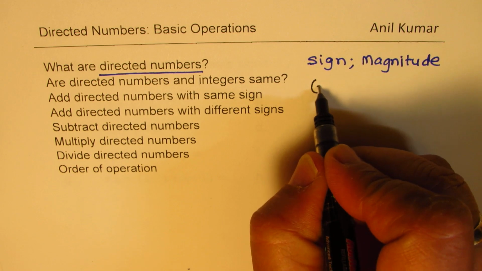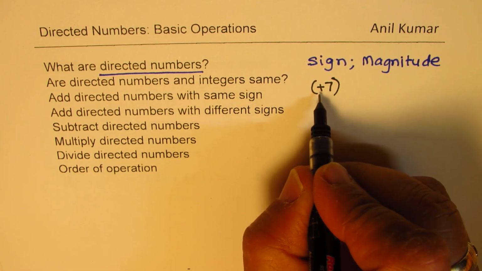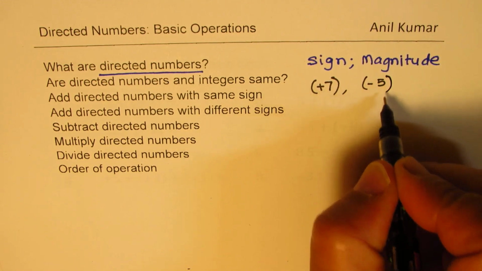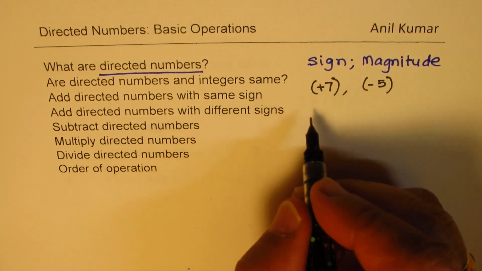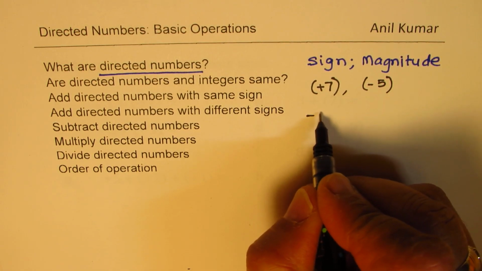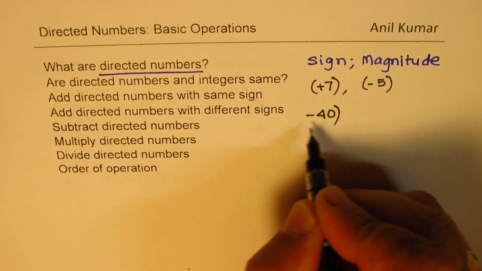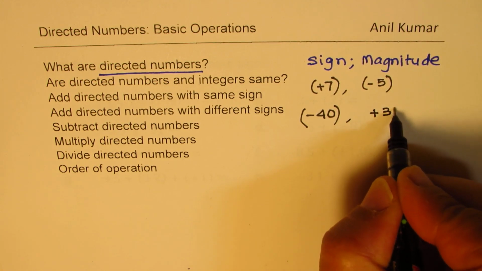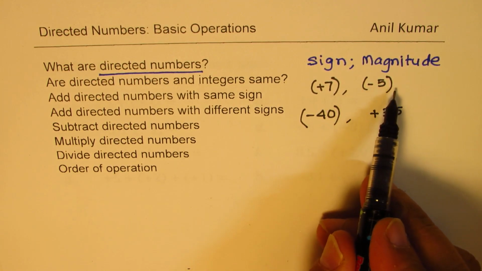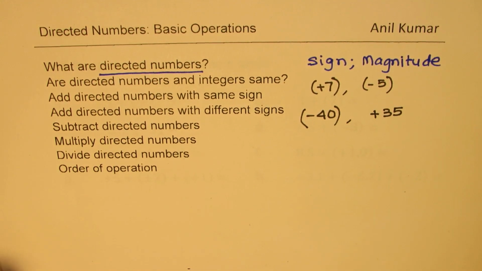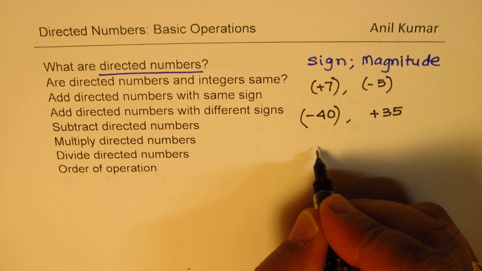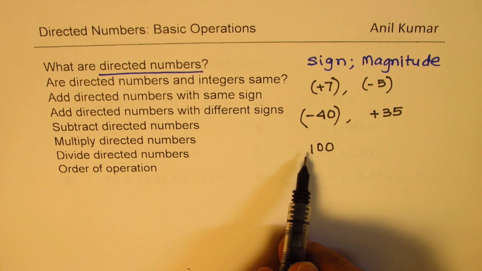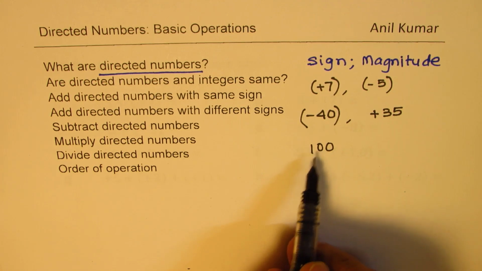For example, if I write plus 7, positive is the sign and 7 is the magnitude. We could write minus 5, so that becomes a directed number. Numbers could be like minus, let's say, 40. That is a directed number. We could also write a number like plus 35. It is not necessary to put the brackets. Even if we write it like this, it is a directed number. If I write 100 here and there is no sign, it is assumed to be positive, so it is positive 100.